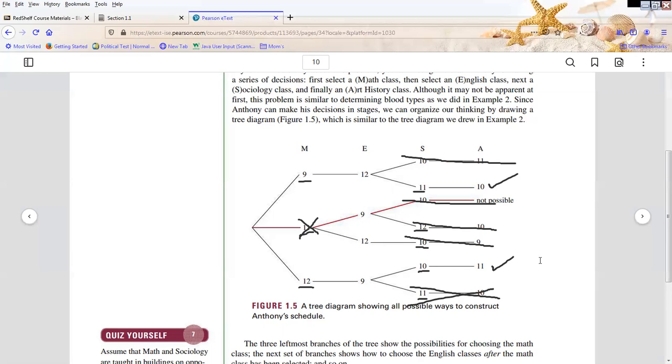So we only got 2 schedules that Anthony can take actually in this fashion. We got math at 9, art at 10, social at 11, English at 12, or we've got English at 9, social at 10, art at 11, and math at 12. Those are the only available schedules.